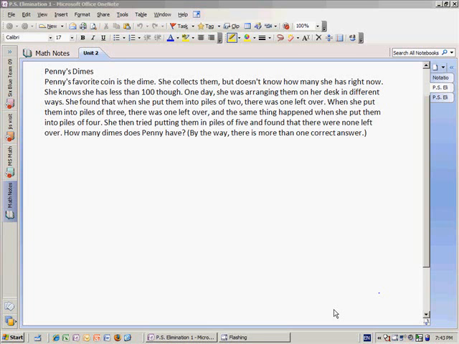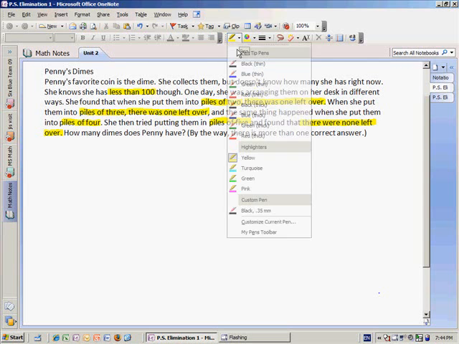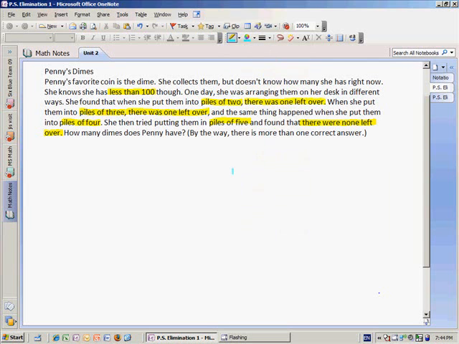As always, we reread the problem and highlight the key ideas. So the first thing that we read that is important is she has less than 100 dimes. We also know that when she put them into piles of 2, there was one left over. That tells us there's going to be a remainder of 1. When she puts them in piles of 3, there was one left over. Also, there was one left over when she put them in piles of 4. Once she put them in piles of 5, she discovered that there were none left over. That's important as well.